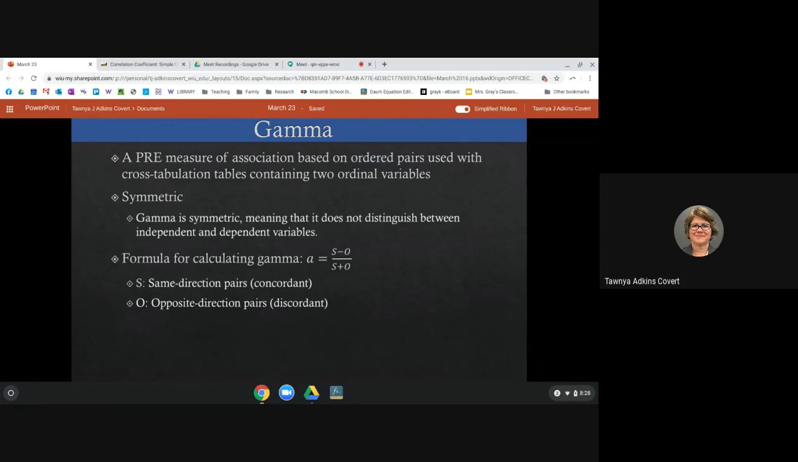The formula for calculating gamma, and that's the wrong symbol, this is not gamma. I don't know why it came out as an A, but I'll show you what gamma looks like in a minute, is S minus O over S plus O. S stands for same direction pairs, or what we call concordant pairs, and O stands for opposite direction pairs. I think gamma is the most difficult of the statistics to understand, so we're going to take a little time to run through an example, with a number of slides that carry us piece at a time through the process of calculating gamma and identifying what are concordant and what are discordant pairs.